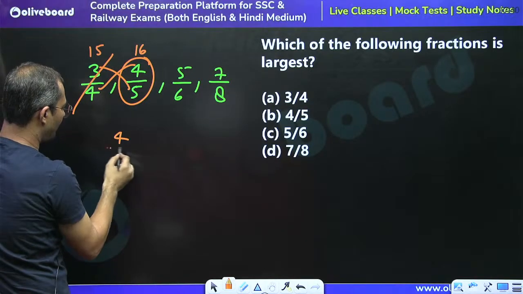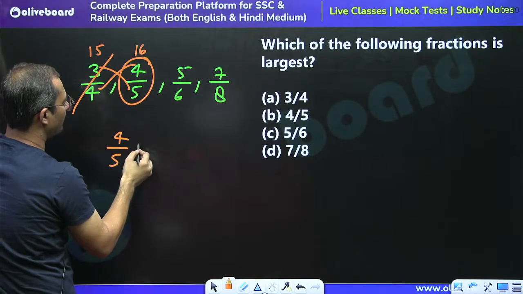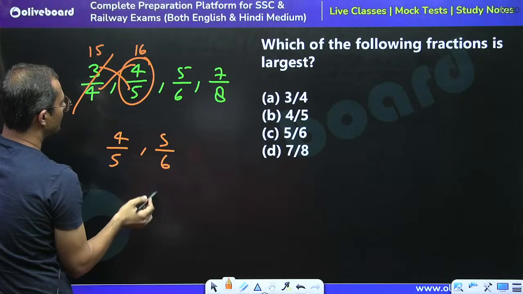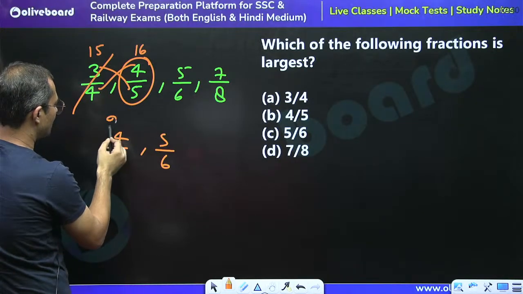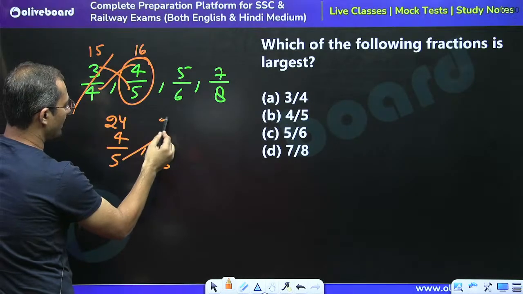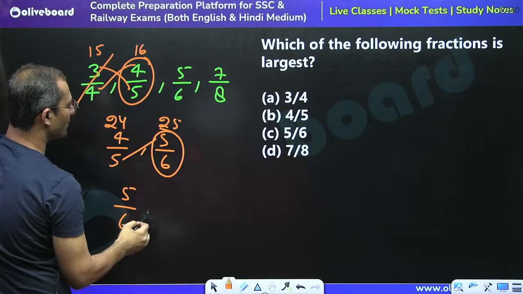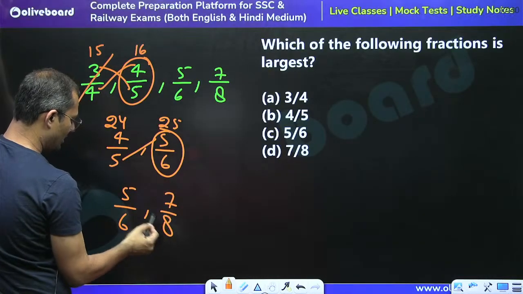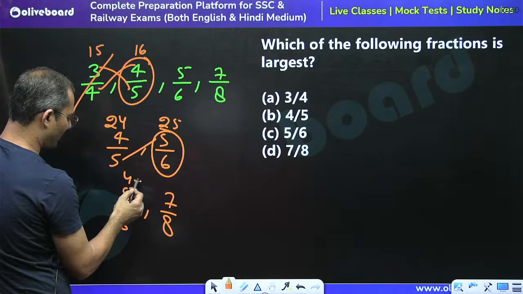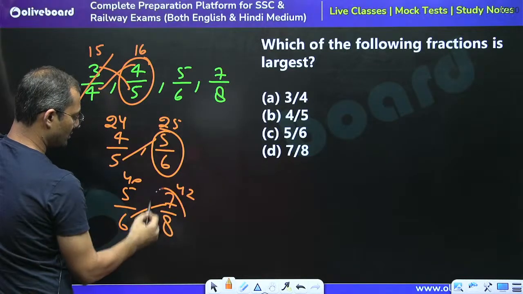Now take 4 upon 5 and 5 upon 6. So we can say that 6 4s are 24 and 25, right? So this is the largest. Now 5 upon 6 or 7 upon 8, right? So 8 5s are 40 and this is 42. So this is the largest.